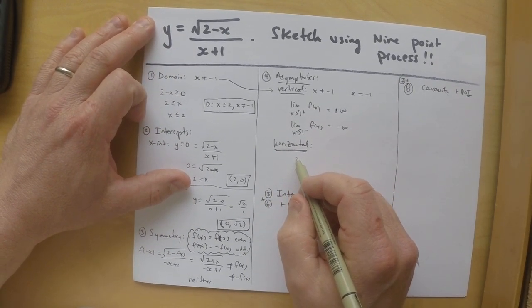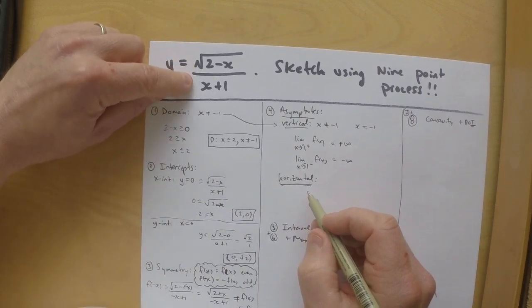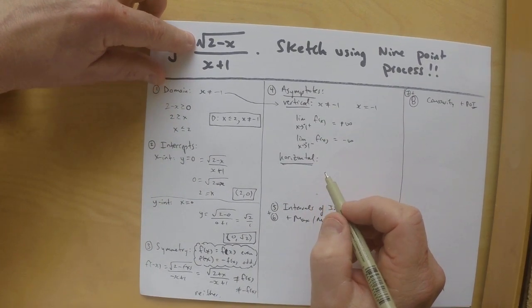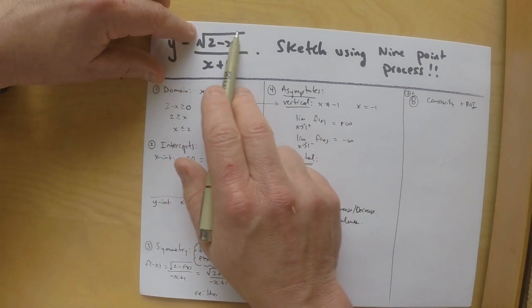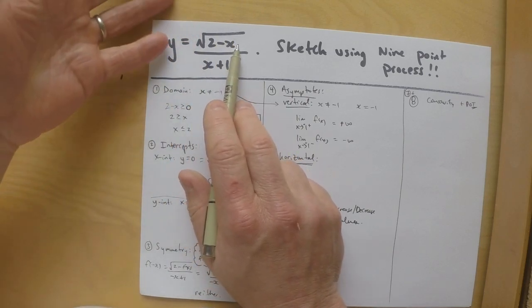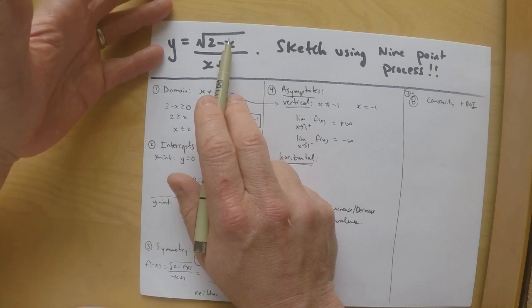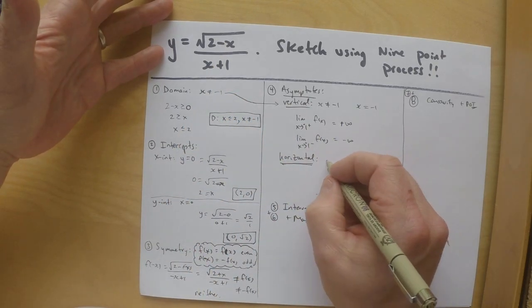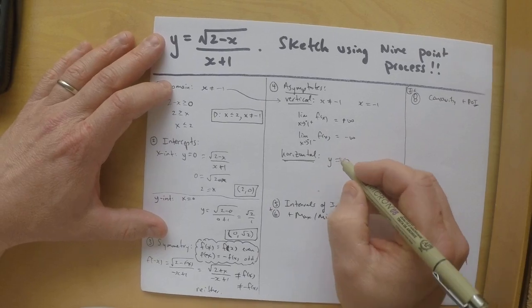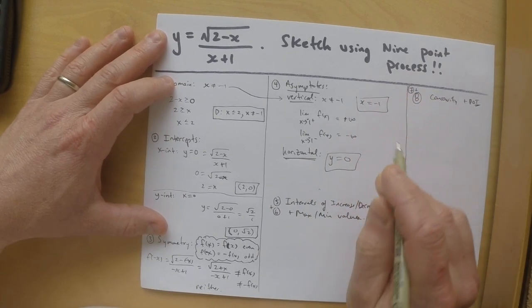And then horizontal. You know there's a potential for horizontal or slant because you're dealing with a rational function. And if you think about it for a minute, the power of the numerator is kind of a 1/2 power. The power of the denominator is a 1. So because the numerator power is less than the denominator power, I know this is y equals 0. So we got a lot of information here now.